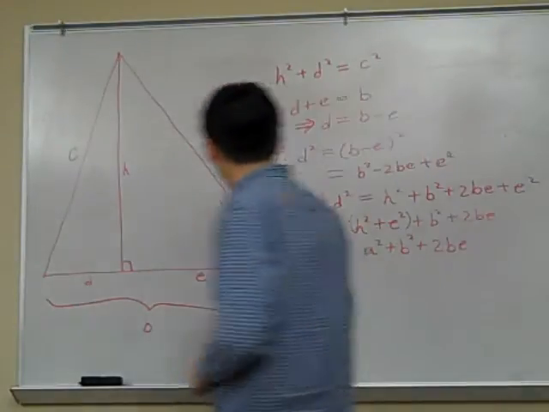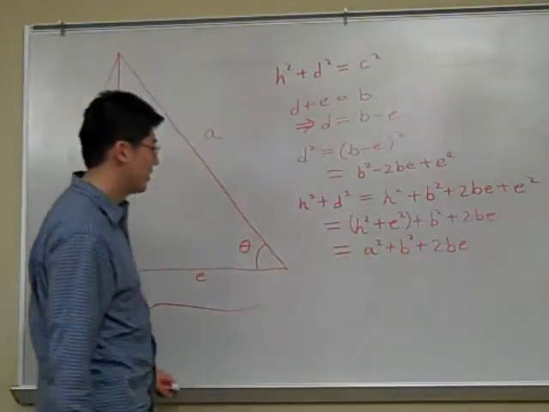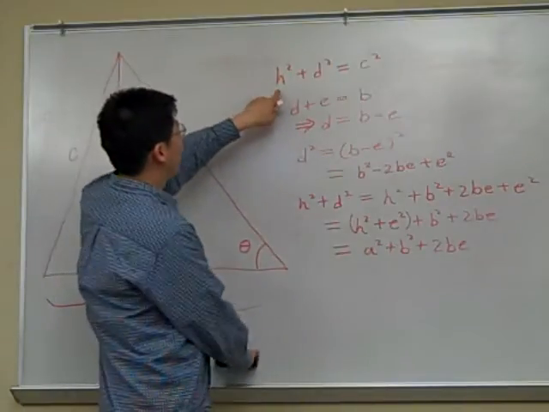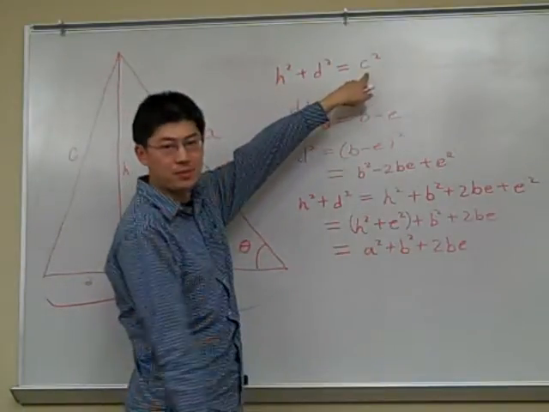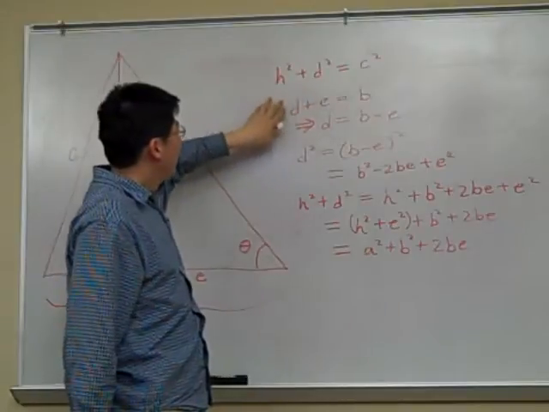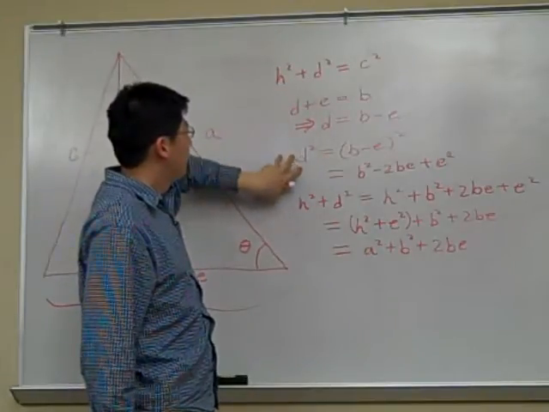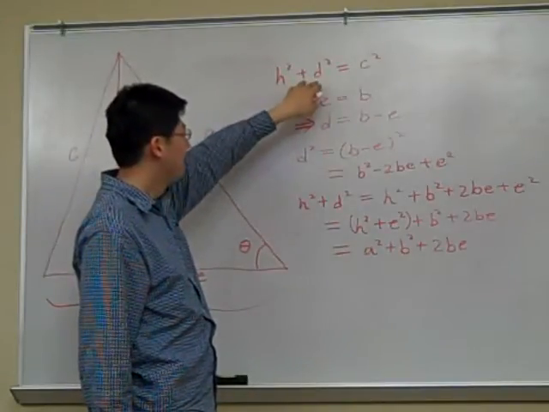Okay, since we're running out of space, let me just erase this. So that means we get that H squared plus D squared equals C squared, and we got an expression for D squared, and we substituted that in.